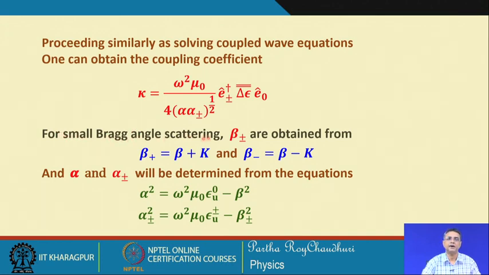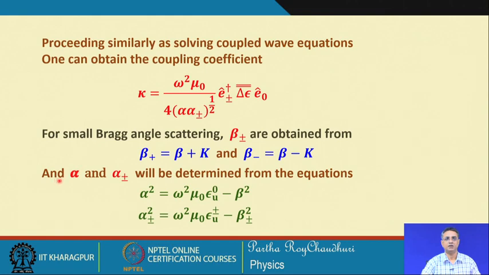And for small Bragg angle scattering, you have also seen that beta plus minus are obtained from this equation. So, all these things are valid, except that they are now vectors. But effectively this is a scalar. So, the coupling coefficient will be a scalar multiplied by this quantity. So, the task lies in calculating this delta epsilon tensor, and if we know the incident polarization, we can calculate the diffracted polarization, because this has to be a scalar.